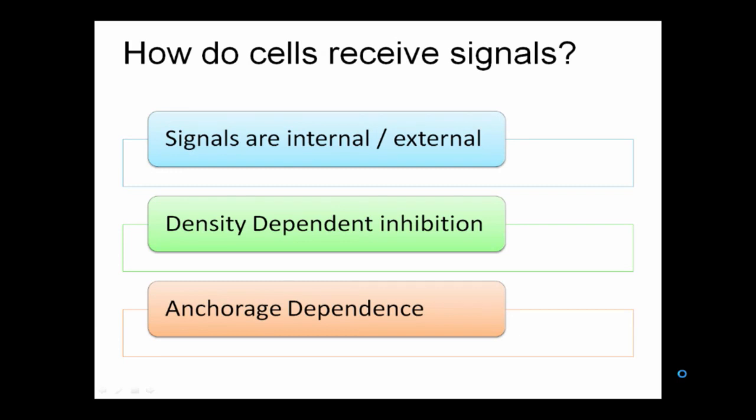Signals can be internal or external. Cells can have density-dependent inhibition. Cells have to touch each other. When they touch each other, that is going to be a signal that says, hey, we have too many cells. We are not going to divide.